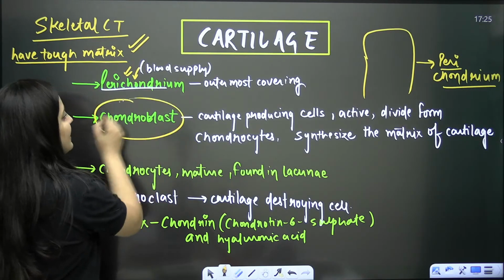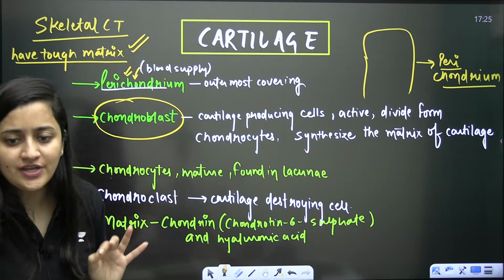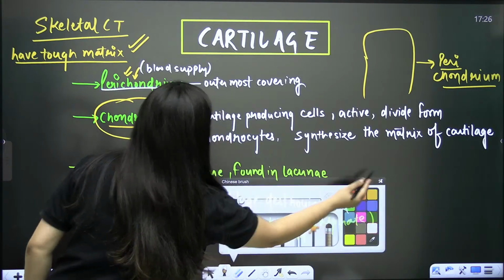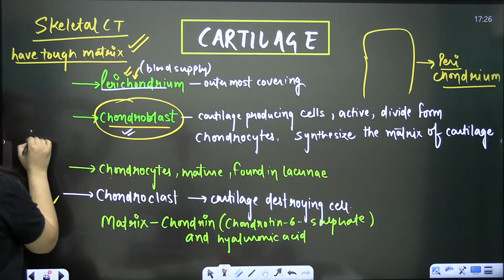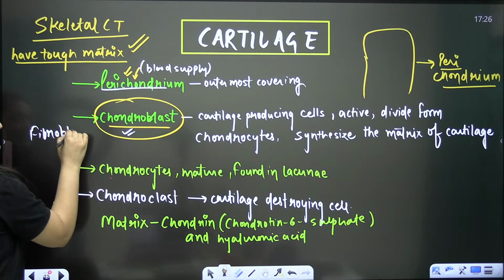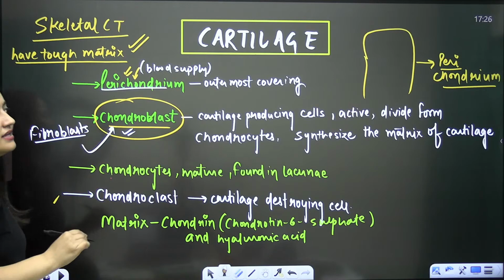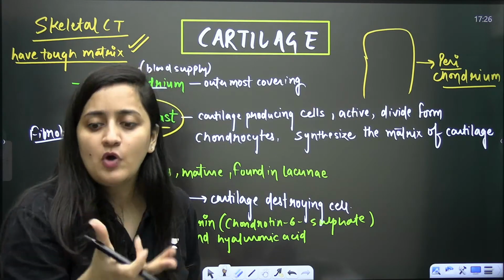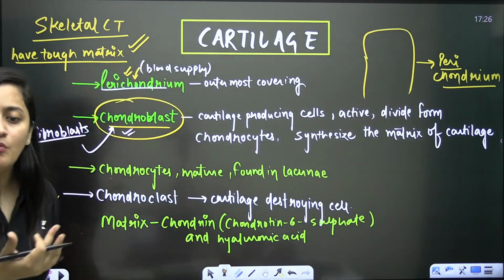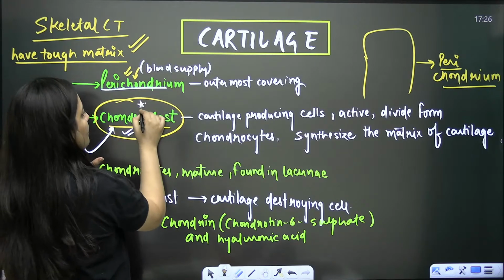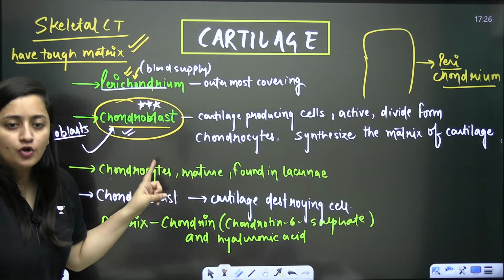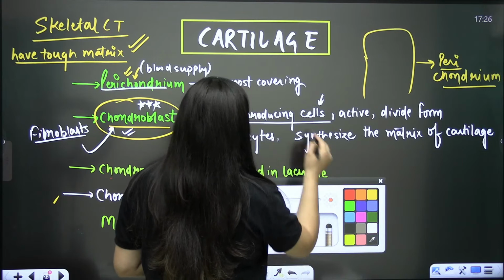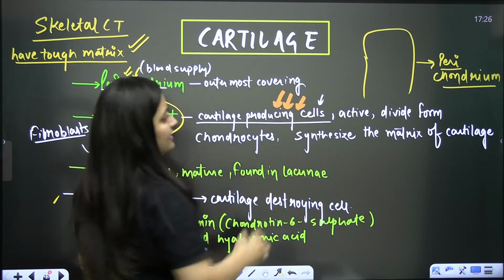Then there are cells which are present in the cartilages. A question can come from these cells, like chondroblasts. They are the cartilage producing cells. I just told you about fibroblasts getting modified; cartilage is also a connective tissue. So in cartilages, your fibroblasts are modified, forming the chondroblasts. These chondroblasts are cartilage producing cells.